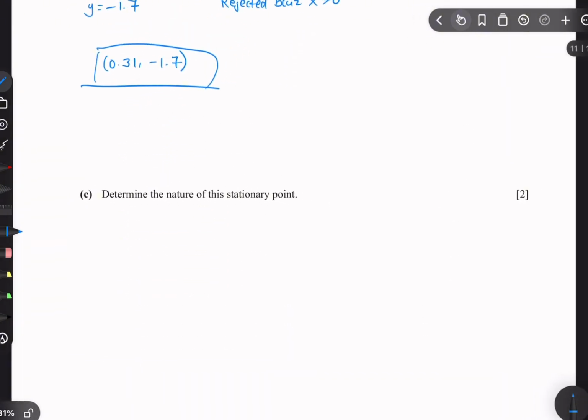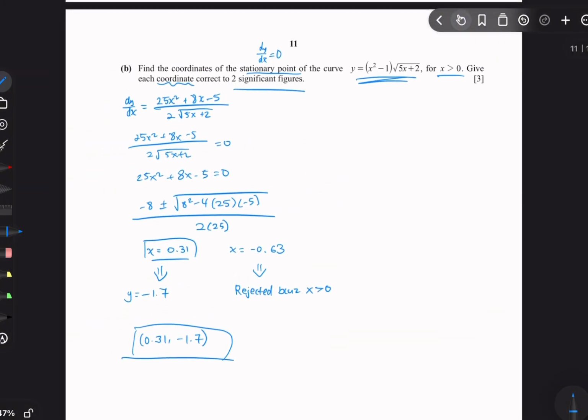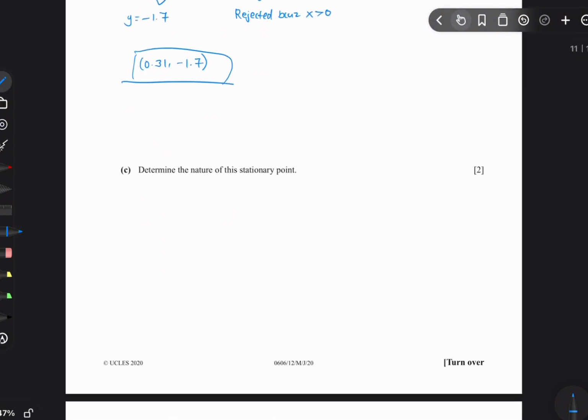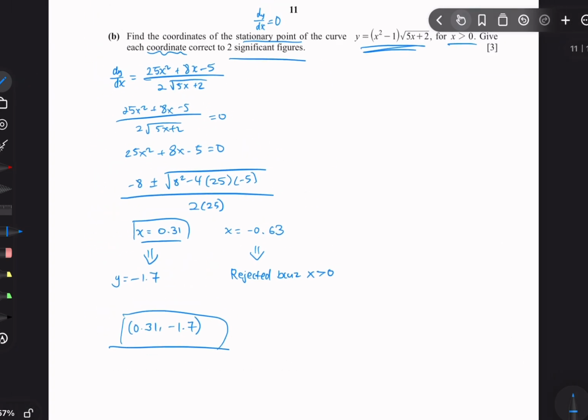Part C. Determine the nature of this stationary point. Okay, so for this section, there's two ways that we can find the nature of a stationary point. The first way is to find the second derivative of this equation, and then we just sub 0.31 to get the d squared y dx squared value. Okay, so you can use the quotient rule for this since we're differentiating the first derivative.